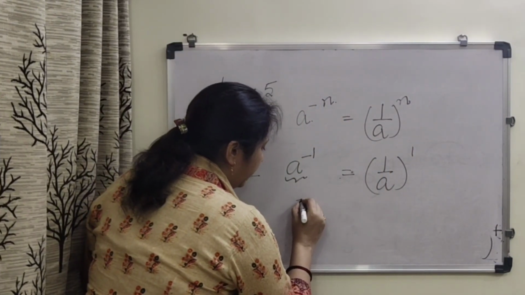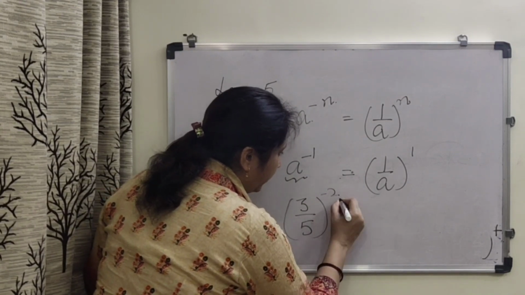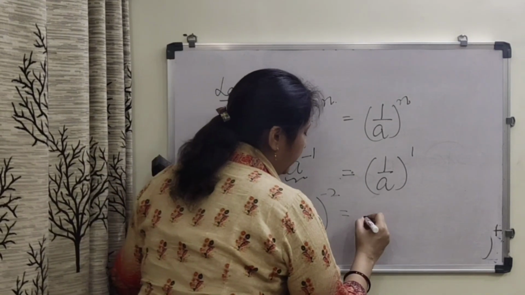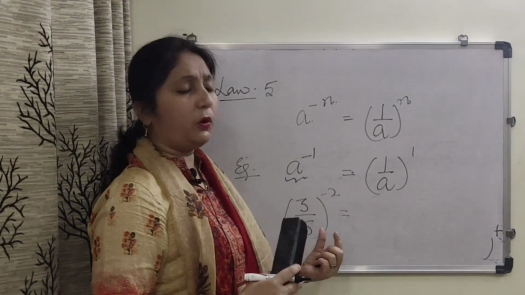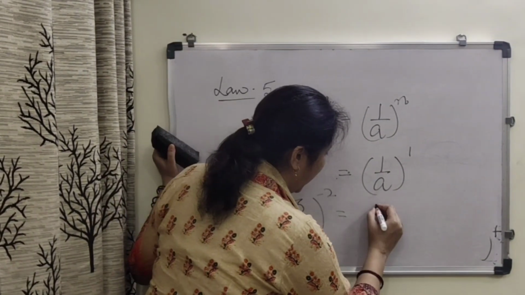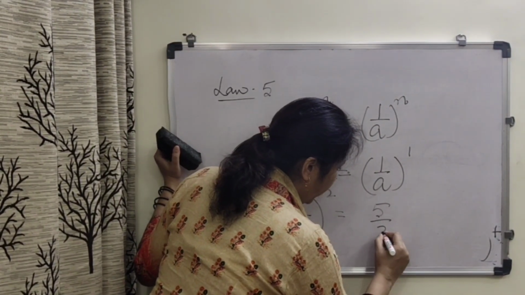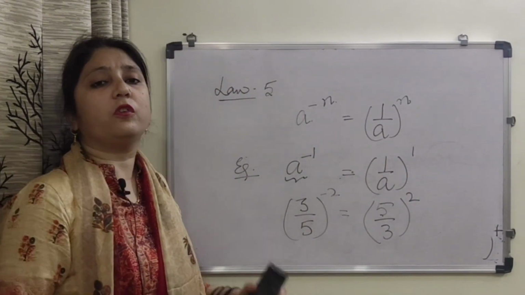Another example, 3 by 5 to the power minus 2. Then what would be the result? What is the base? 3 over 5. What would be the reciprocal of 3 over 5? That is 5 over 3. Obviously, my children are very smart. 5 upon 3 and exponent will turn to positive.